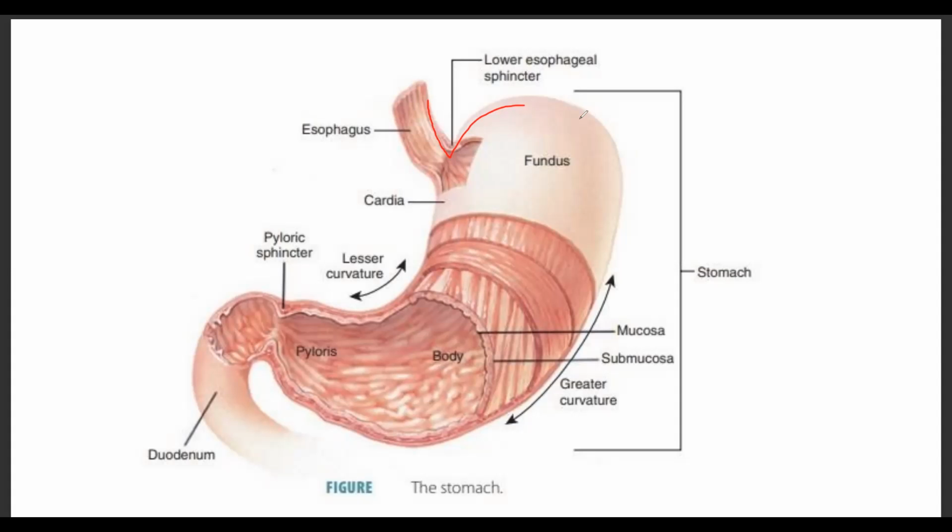Right. Okay. Next, chemical digestion in the stomach. Now, the initial steps of digestion start in the oral cavity. In the oral cavity, what happens? Polysaccharides get digested into what? Into disaccharides or small polysaccharides. Okay?